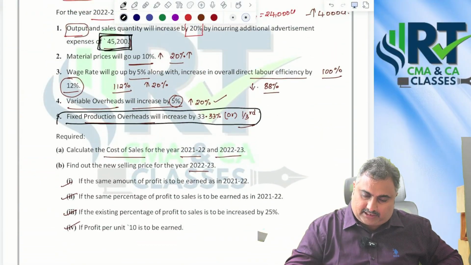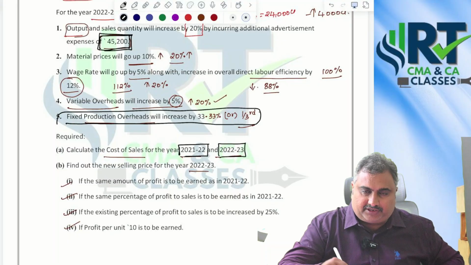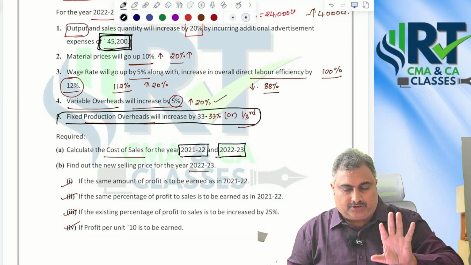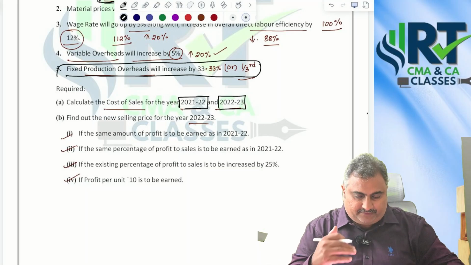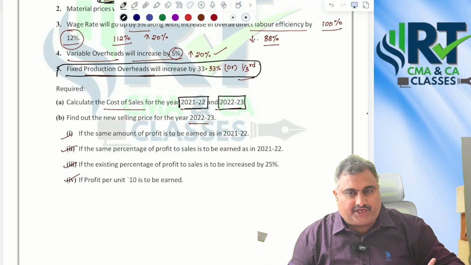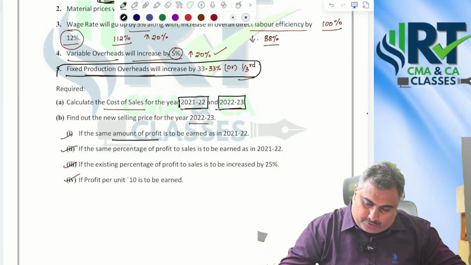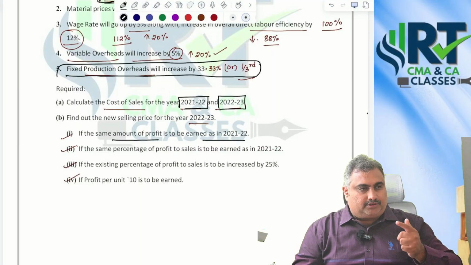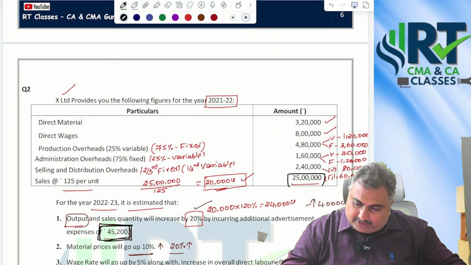Correct? Cost of sales for 22-23 they are asking. You understand how to calculate the cost of sales. Now see the remaining 4 bits, what they are asking. Find out the new selling price for the year 22-23, the same amount of profit to be earned in 21-22. We calculated up to cost of sales only for 21-22, and the sales part is already given in the question.